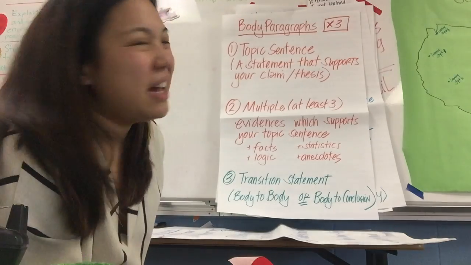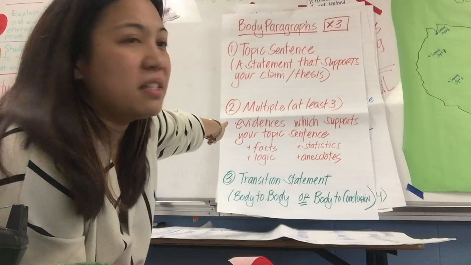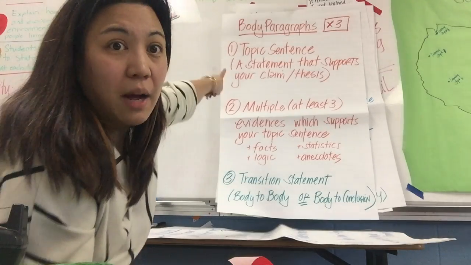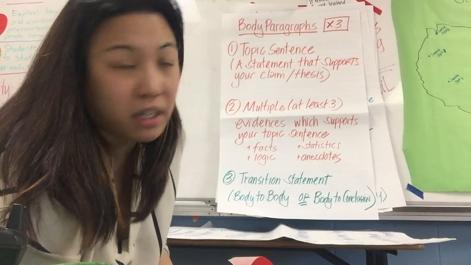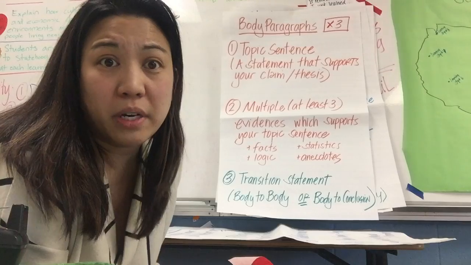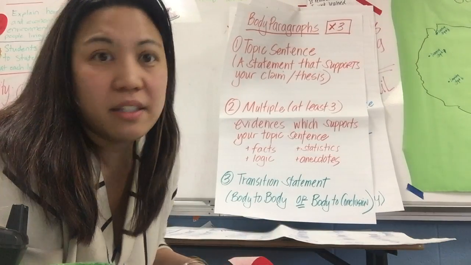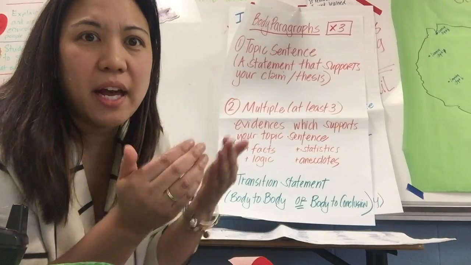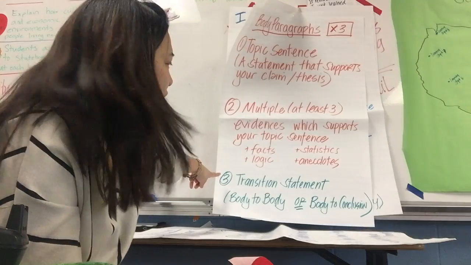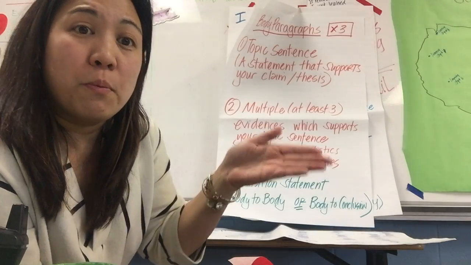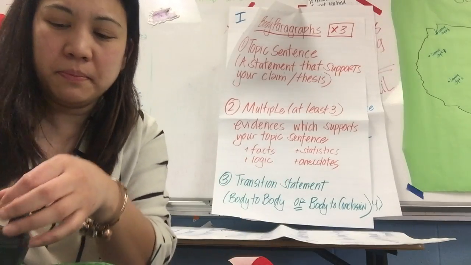multiple details. I should pretty much look at least 3, if not more. These are pieces of evidence that supports my topic sentence. These could be facts from my readings, logic, statistics also from my research, and anecdotes. These could be like little mini stories, nothing too long, just little stories that help get your point across or your topic across. And then, of course, we're transitioning again, right? This transition statement can go from body paragraph to body paragraph or the body paragraph to your conclusion.